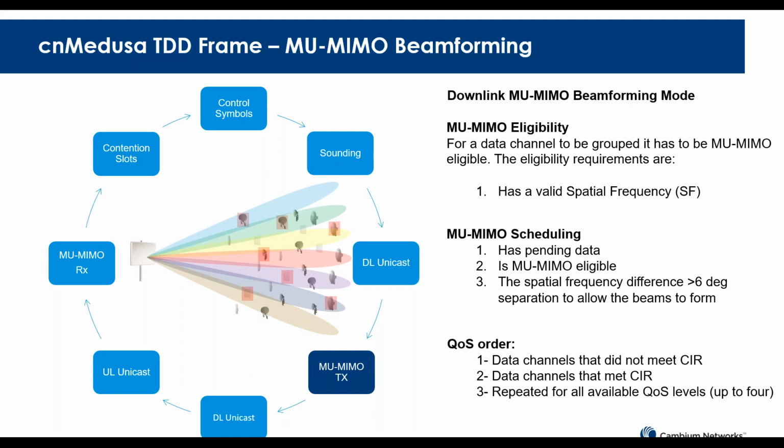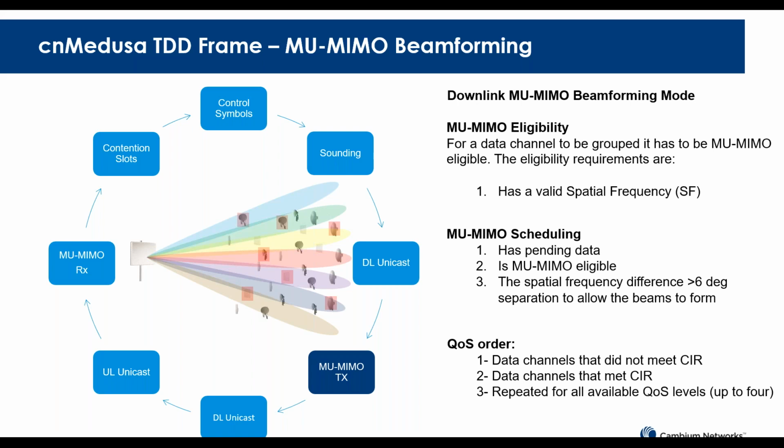The downlink scheduler also has to consider many other parameters. Any quality of service parameter also plays a role here. For example, if some data channels are configured with CIR, or committed information rate, then those data channels need to be scheduled before the data channels that met their committed information rate, or that were not configured with committed information rate.